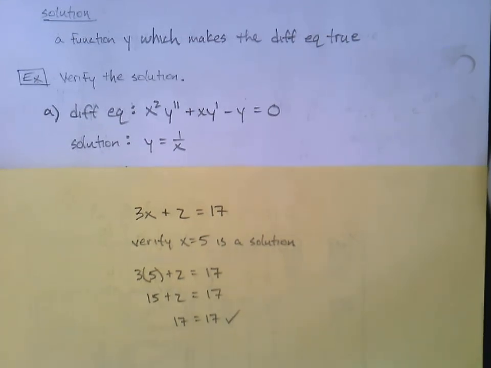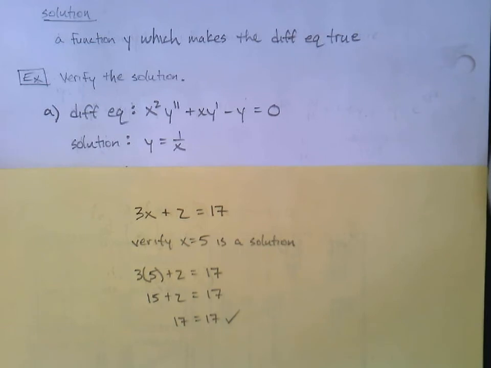Okay, verify the solution. So part A, we're given the differential equation, the same one we just saw: x squared y double prime plus x y prime minus y equals 0. And here's the solution. They're just telling us this. The solution is y equals 1 over x.